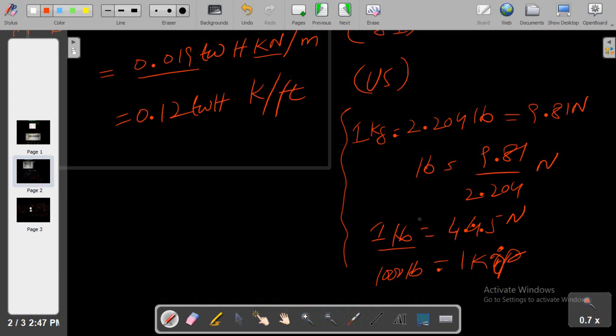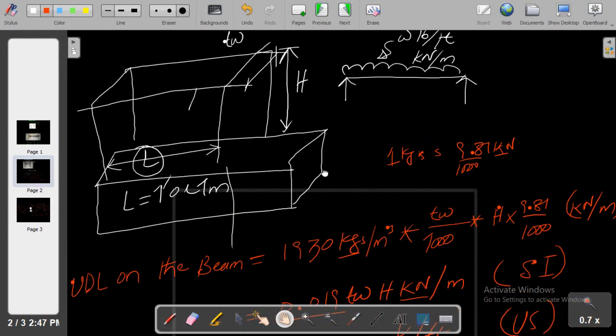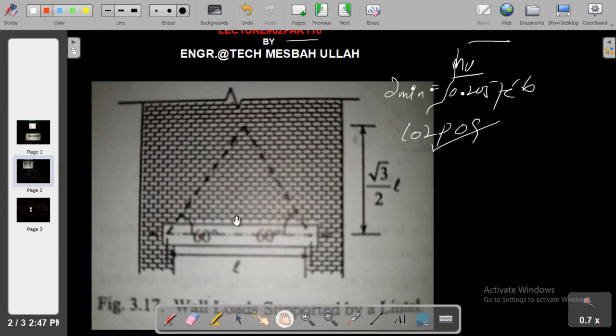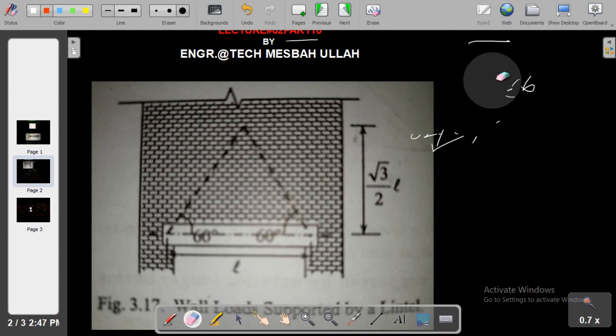And thus using this conversion you can do this calculation. This is simple. Now we need to find out the unit weight per running feet of the lintel. This is an important question, right? So let's see how to do this calculation.